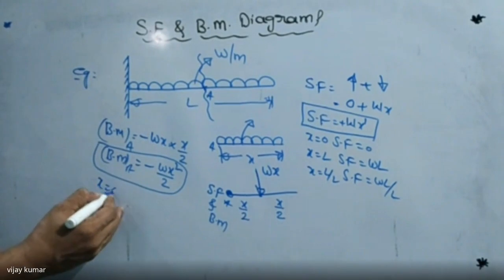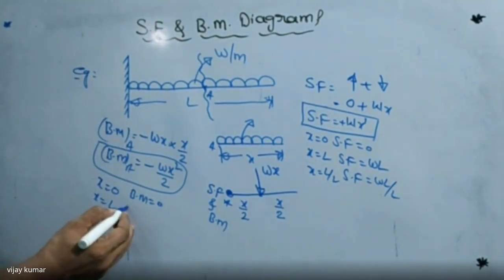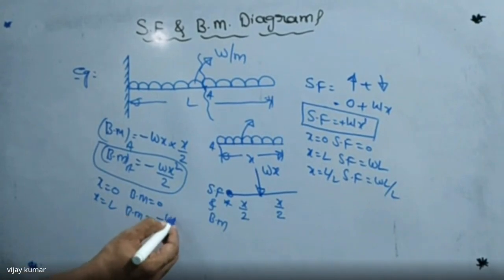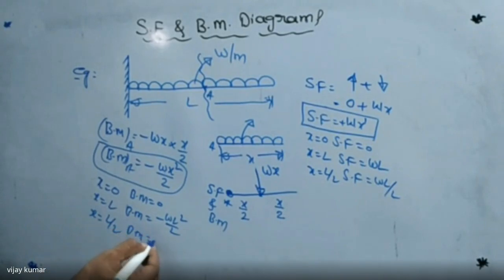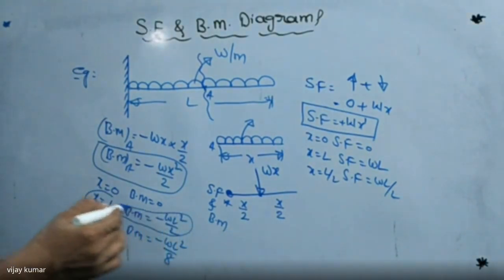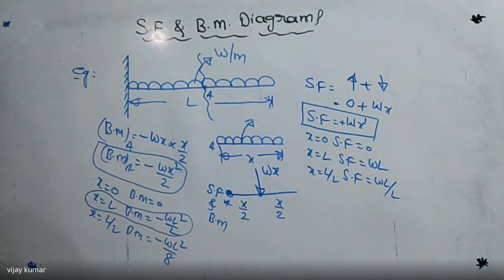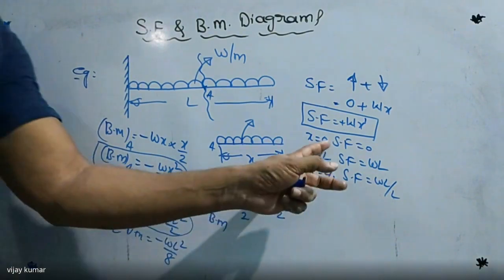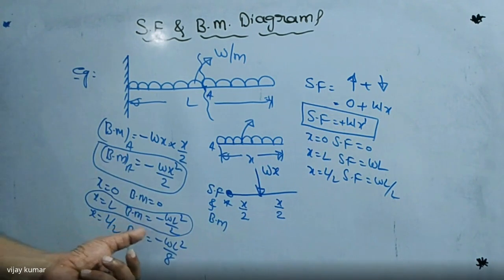When X equal to 0, the bending moment is also 0. When X equal to L, the bending moment is equal to minus WL square by 2. When X equal to L by 2, the bending moment is equal to minus WL square by 8. So which one is maximum here? This one is maximum. For a cantilever beam, shear force and bending moment are both maximum at this support. So I'll take care about that. Shear force follows a linear function and bending moment follows a parabolic function.